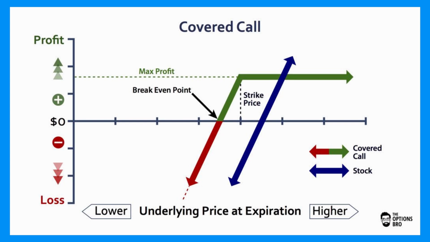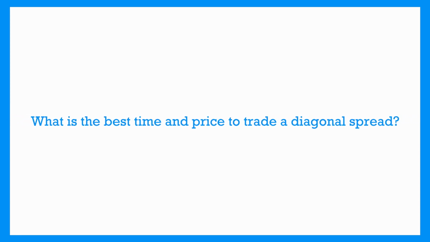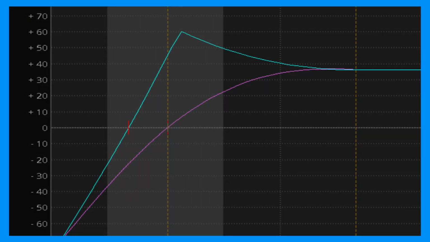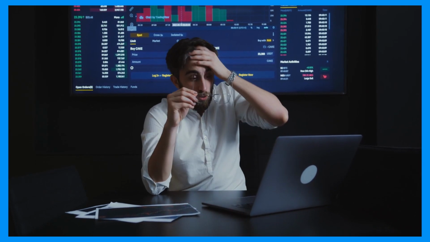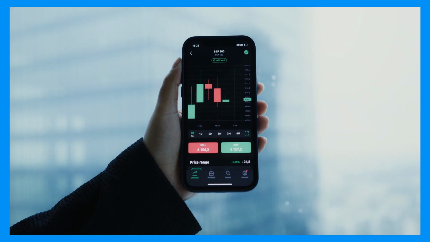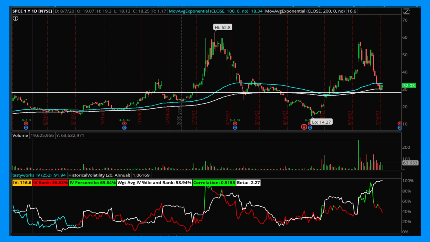Now that you know what a diagonal spread is, what is the best time and price to trade a diagonal spread? A diagonal spread is a directional option strategy, so there is no specific time or price to place a trade. Just like stocks, we don't know the right time or price to buy or sell a stock. However, there are market conditions that are favorable for a diagonal strategy, and these are trading diagonal spreads during low implied volatility and avoiding trades during binary events such as earnings reports and economic data reports.